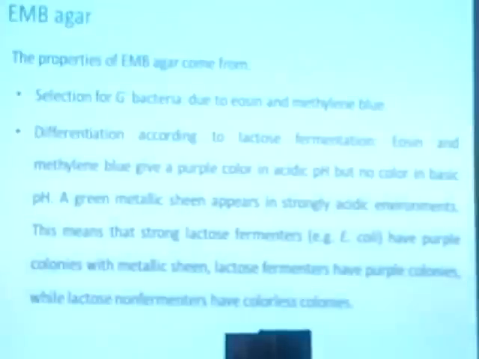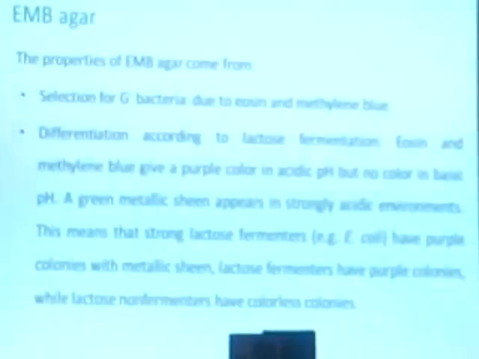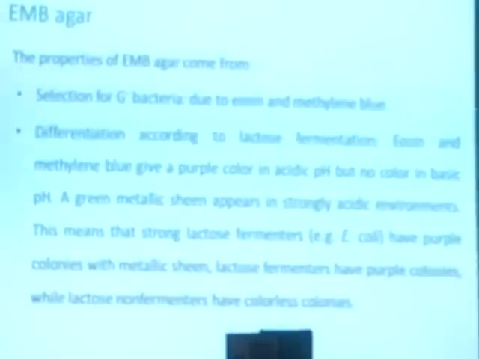Lactose fermenters, which only drop the pH mildly, will cause only the appearance of purple discoloration. Lactose non-fermenters have colorless colonies because they will not drop the pH. Now, this is an uninoculated EMB agar. Its color is more reddish. It is also translucent, but it is more reddish than MacConkey agar.